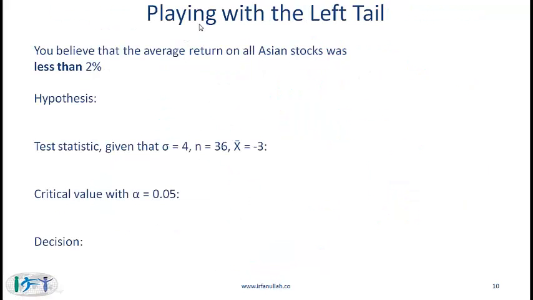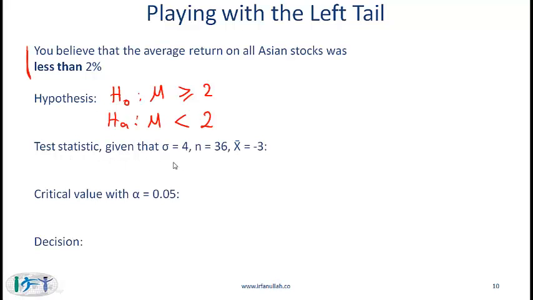Let us look at a situation where you are dealing with the left tail. So take another situation now where you believe that the average return on all Asian stocks was less than 2%. The hypothesis then becomes the following. Null hypothesis is what you want to reject, and the null hypothesis must have the equal to sign. So you will have mu greater than or equal to 2. The hypothesized value is still 2. And the alternate hypothesis is that mu is less than 2.